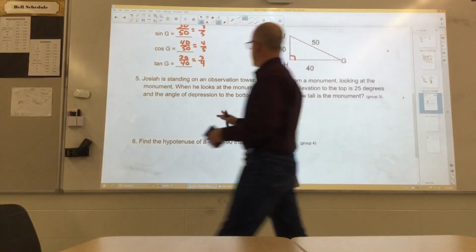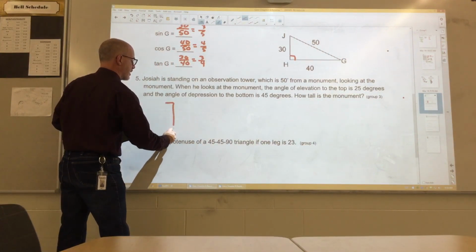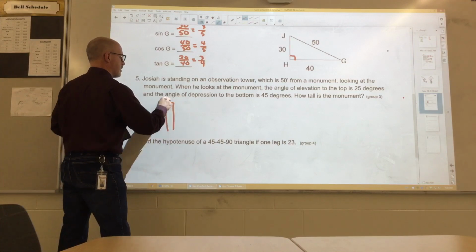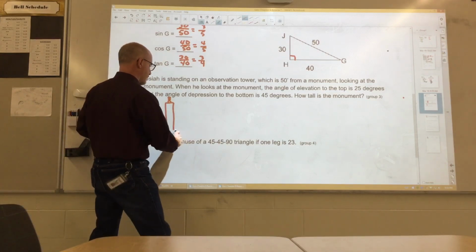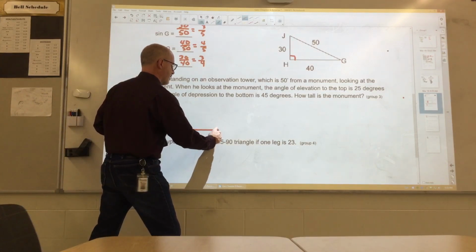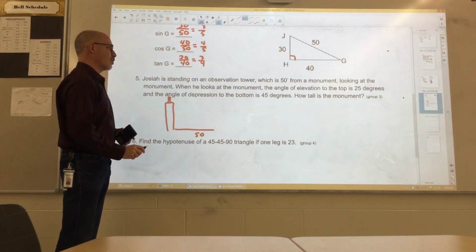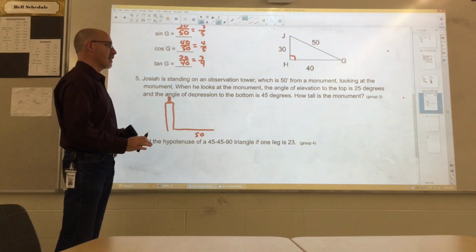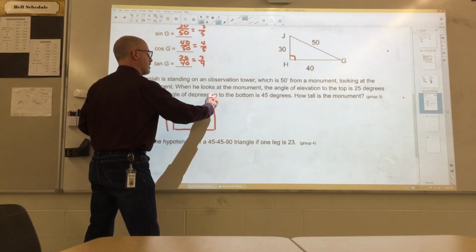So Josiah's here, he's actually on top of the observation tower, okay? So he's standing up here, and which is 50 feet from a monument. So let's go 50 feet here. Looking at the monument. When he looks at the monument, the angle of the elevation to the top, so this monument is up here.